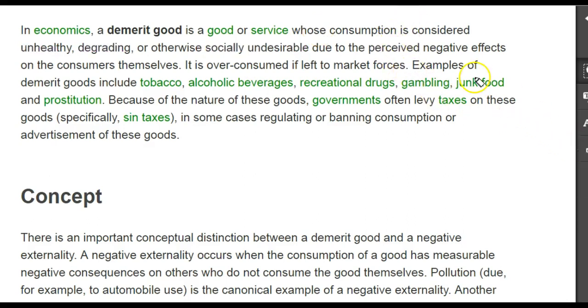So, simply, demerit good is a goods or services when consumed by consumer, it produces unhealthy effects on the consumer themselves. Examples of the demerit goods are tobacco, alcoholic beverages, recreational drugs, junk foods, gambling, etc.